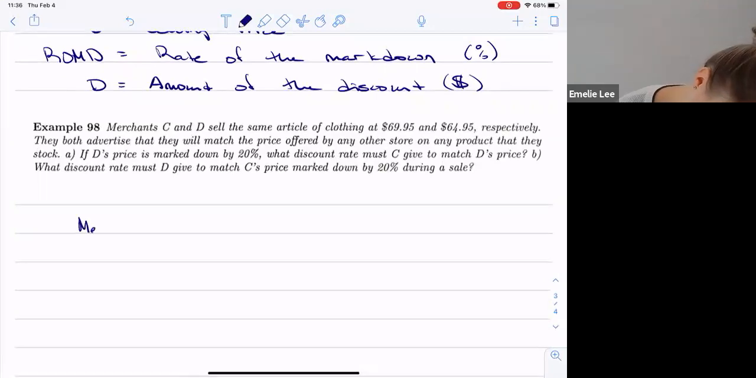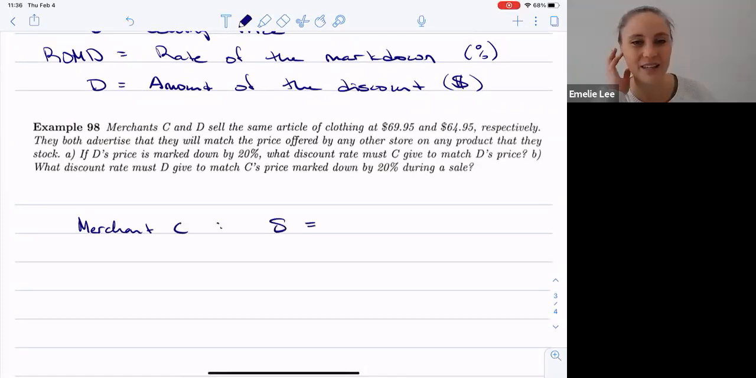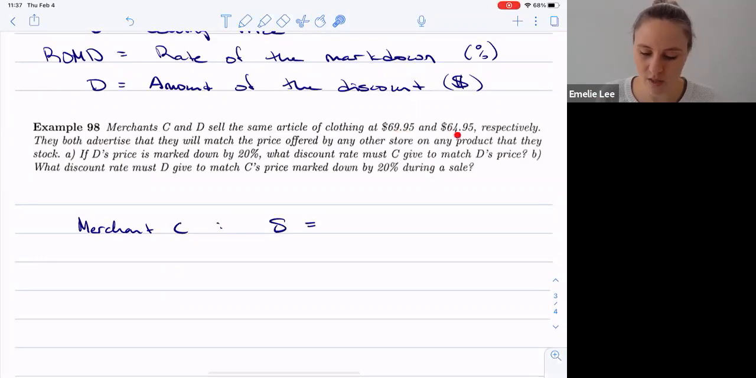So here we've got merchant C has an S, and you know what? I'm going to get a little bit crazy here. Let's use subscripts. We usually use subscripts if we have multiple S's like we do in this case. We've got two different sales prices and we want to denote which one came from which.